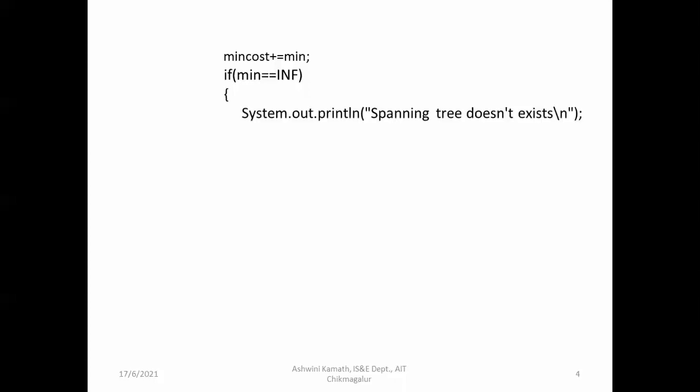Then min cost, we are still inside the while loop. Minimum cost plus is equal to min. Once you find the minimum cost edge, add it to min cost. Then if minimum is equal to infinity, if minimum is still infinity, that means we cannot construct the spanning tree. It is not possible. System.out.println spanning tree doesn't exist.